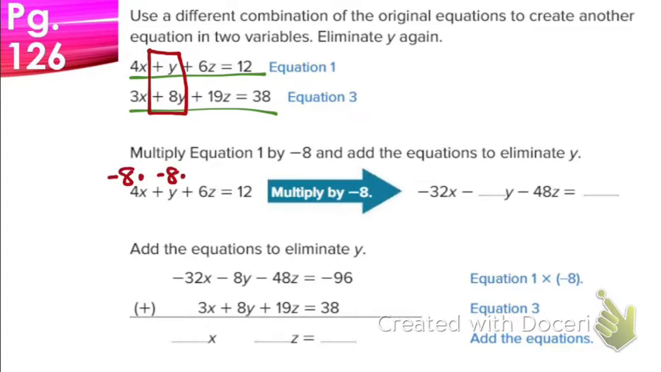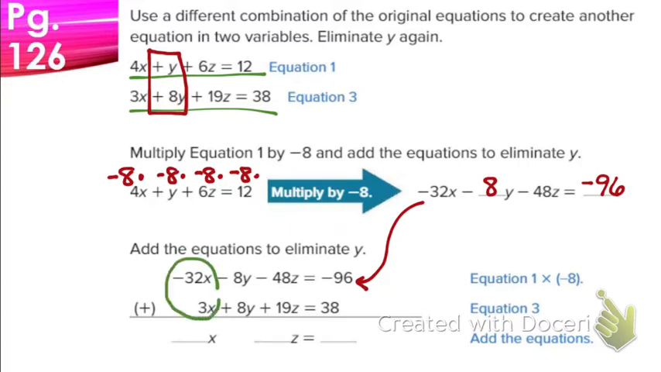Negative 8 times 4x is what? Negative 32x. Negative 8 times y? Negative 8y, so minus 8y. Negative 8 times 6z? Negative 48z. Negative 8 times 12, negative 96. So we're going to take this equation, and we're going to take equation number 3, and we're going to add them together.